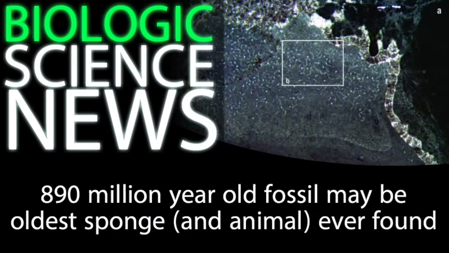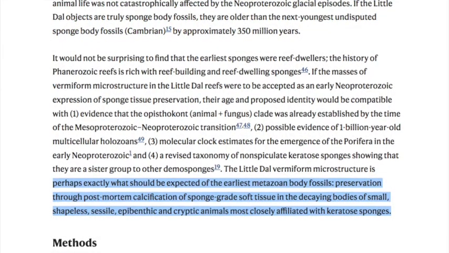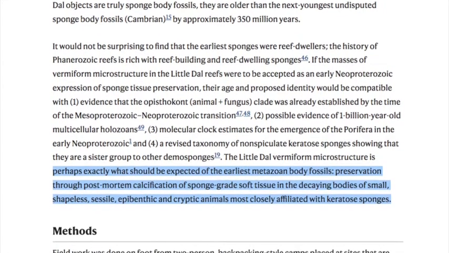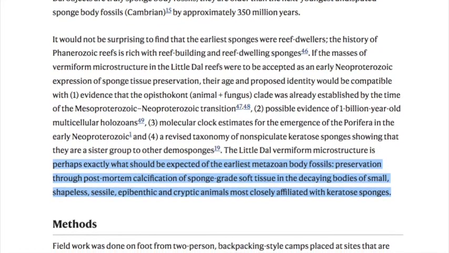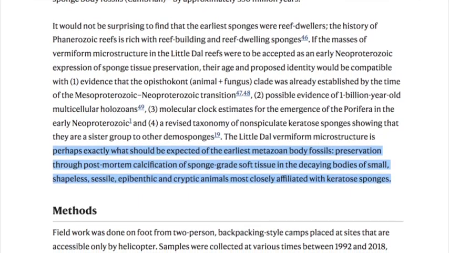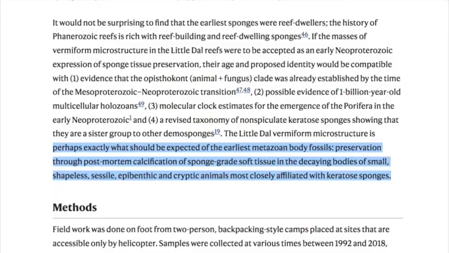In addition, this evidence suggests that the Opisthokonte clade, which includes both the common ancestor of the animals and the fungi, existed well before the Neoproterozoic era. Studies using molecular clocks have estimated the origins of the sponges were around this time period, which further reinforces the finding. Dr. Turner concludes that this is evidence of, quote, perhaps exactly what should be expected of the earliest metazoan body fossils: preservation through post-mortem calcification of sponge-grade soft tissue in the decaying bodies of small, shapeless, sessile, epibenthic, and cryptic animals most closely affiliated with keratose sponges, unquote.